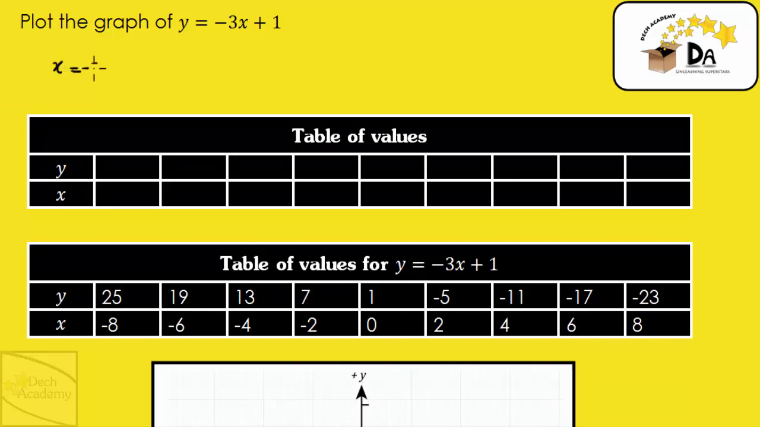So when x is minus 8, using the equation, I can determine that the corresponding y value will be minus 3 times minus 8 plus 1, which is 24 plus 1, which is 25. I'll just pick another one, and then just fill in the table. I'm using minus 8 to 8 with an interval of 2 again.